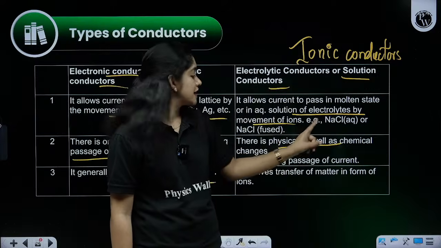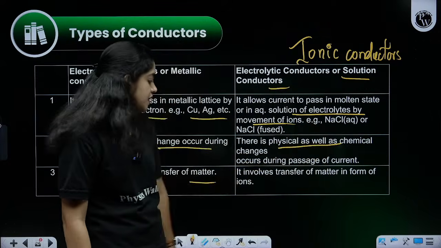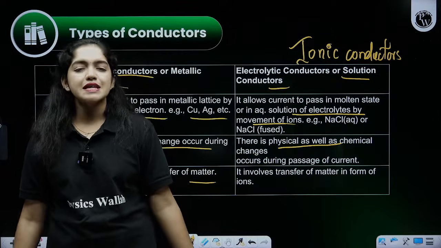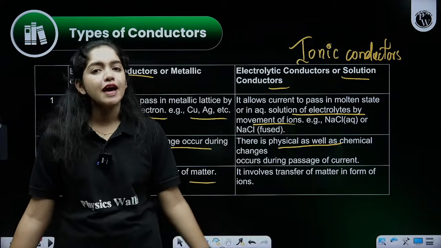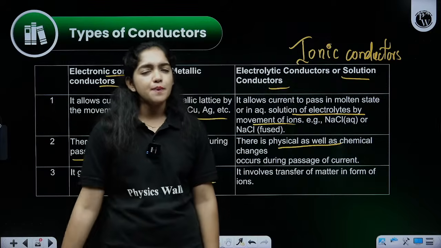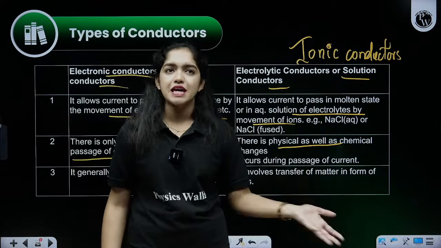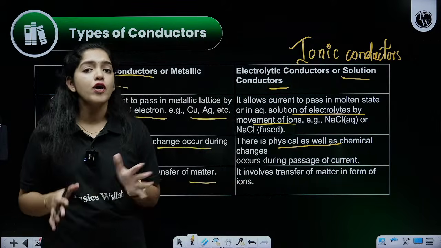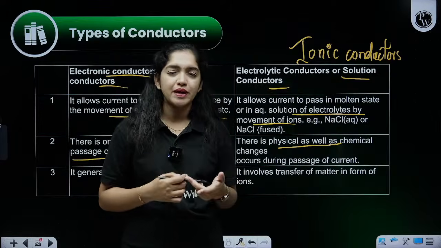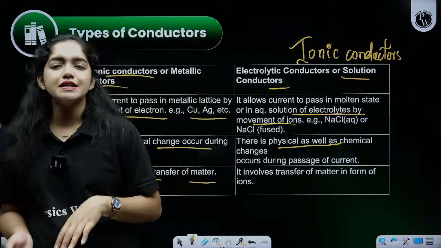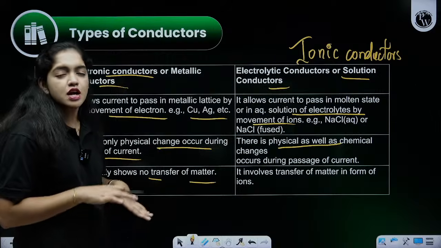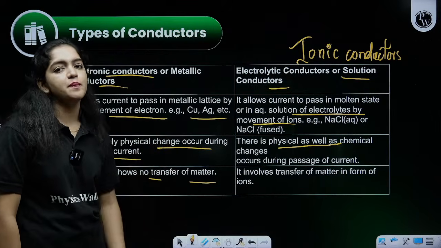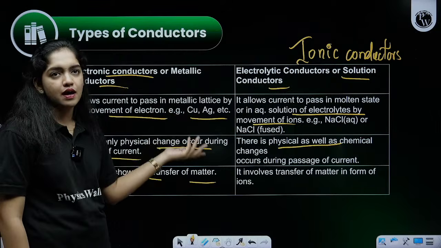So due to the ions, there is a chemical change, and it involves a transfer of matter in the form of ions. There is a change of matter also, because ions are produced, like Na+, K+, Cl-, OH-, H+. So in the ionic conductors, the transfer of matter happens also, physical changes and chemical changes happen. But in the case of metallic conductor, only physical changes, no chemical change, only the movement of electrons. Due to the movement of electrons, the electricity will be passed, like copper, iron, silver.